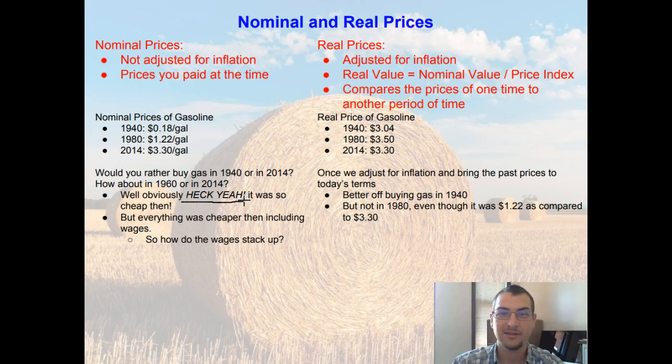It was cheap then. I'd rather go back and pay 18 cents or $1.22 a gallon as compared to $3.30. Who wouldn't? It'd be so much cheaper. It'd be so much better. But you've got to remember, you would have had to be in the 1980s or the 1940s to be able to buy it at that price. So, yeah, it might have been cheaper back then, but everything was cheaper back then. The prices were just a lot less. The nominal prices on everything were a lot less. And then some might argue that the quality was a heck of a lot better and the prices were less.